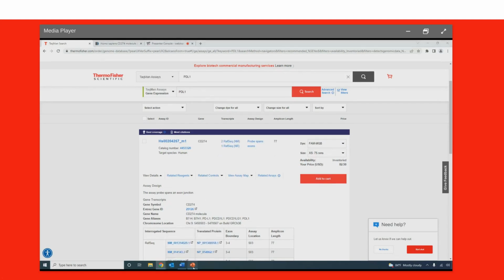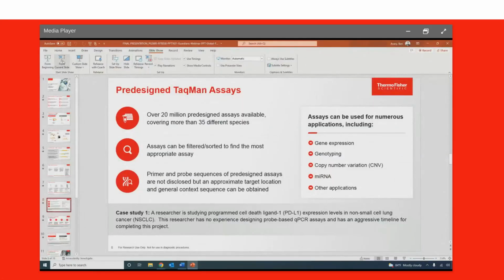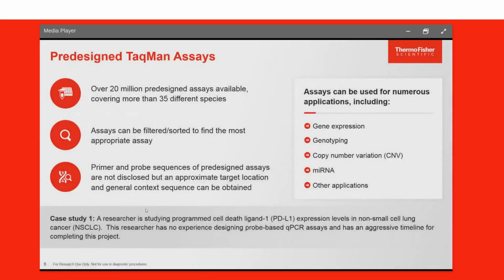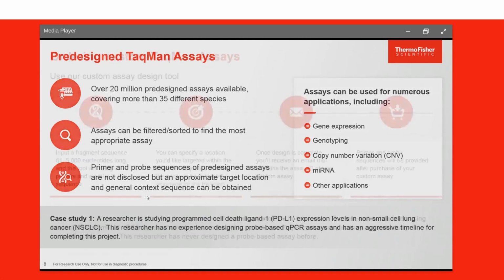And so if I navigate back to the presentation quickly, I think case study 1 has been pretty well addressed. So this researcher should be able to find that PDL1 assay on the Thermo Fisher website. Since it's an inventoried assay, it should be able to be received pretty quickly, and they should be able to get moving on their project right away.